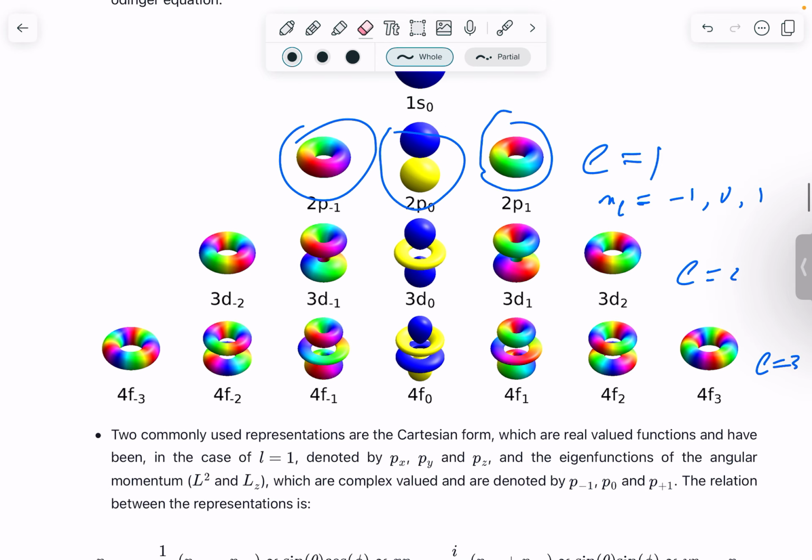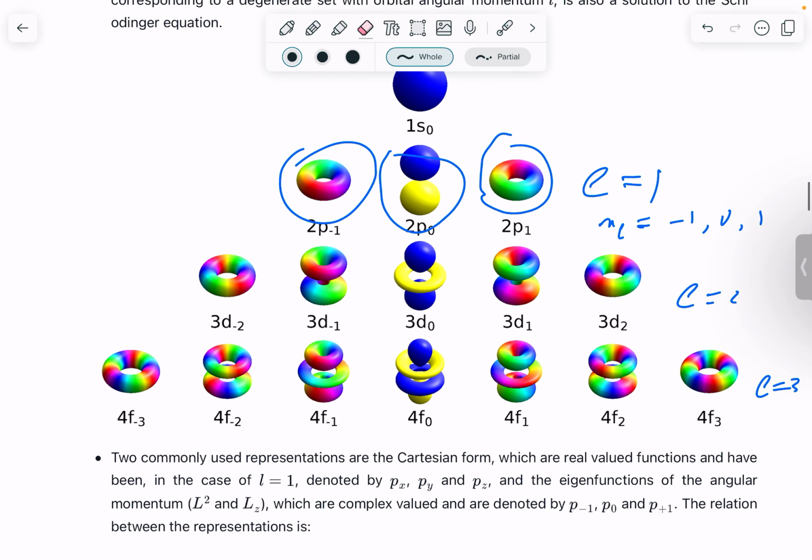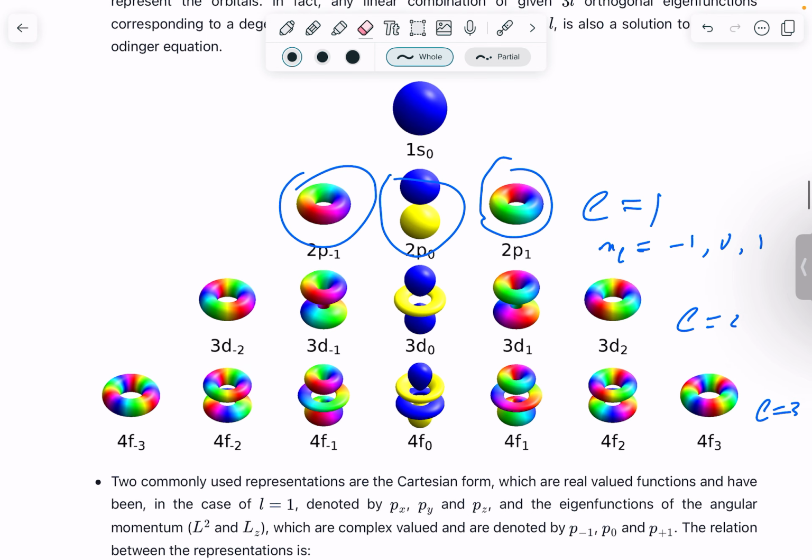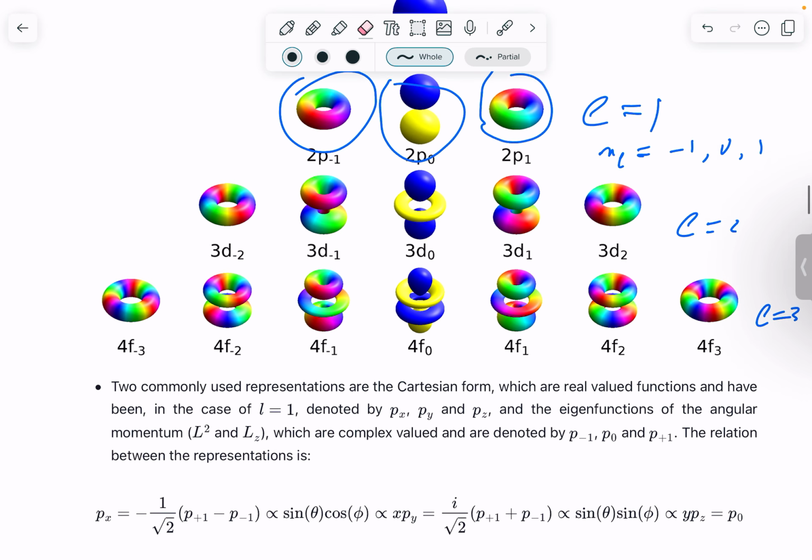Now notice here that some of the shapes look a little different from what you might have expected based on your general chemistry courses. In particular, 2p-1 and 2p1 look like a donut. Maybe you're expecting something else. So let me explain where these visualizations come from.